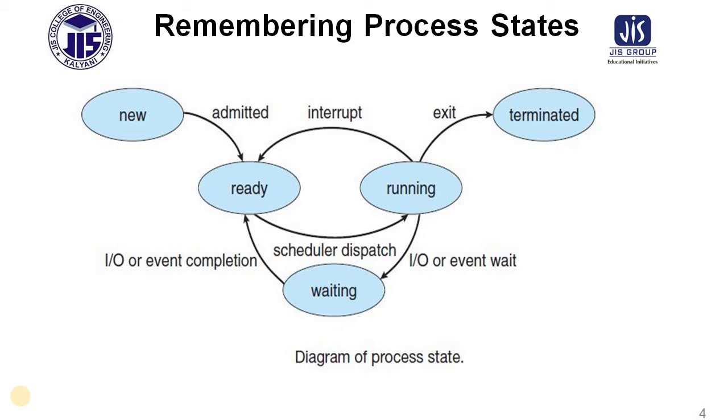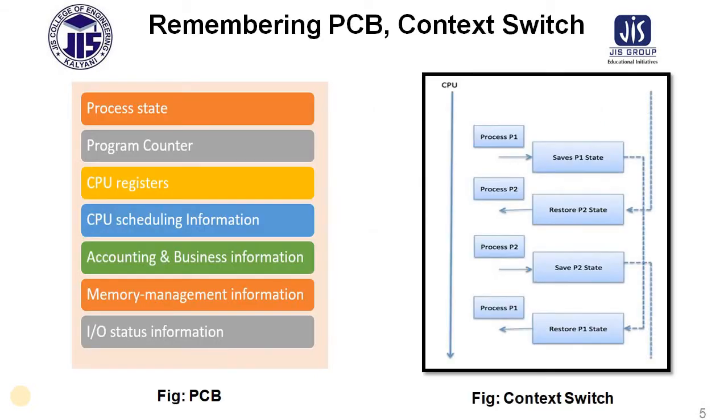Whenever some IO event occurs, a process will move from running to waiting state. Whenever the IO event is completed, the process will move from waiting to ready state. There is a method called the scheduler dispatch. From ready to running state, a phenomenon occurs that is called the scheduler dispatch. Whenever there is an interrupt in the system, the process will move from running to ready state. So this is the diagram, just a recap of the previous class.